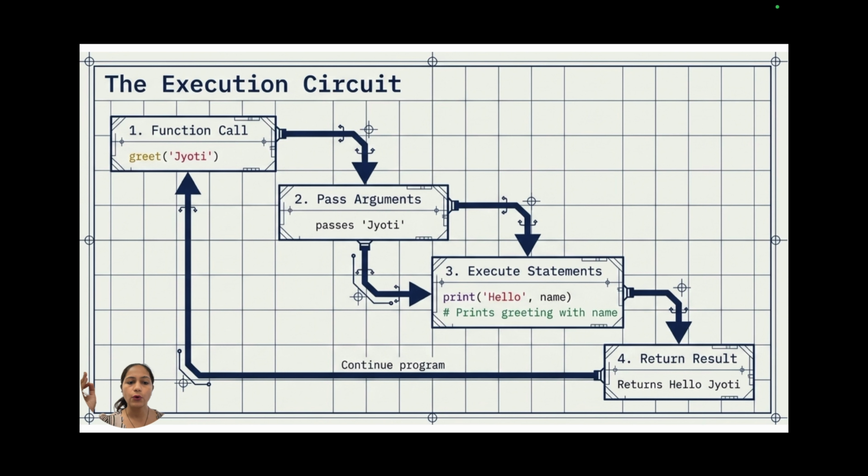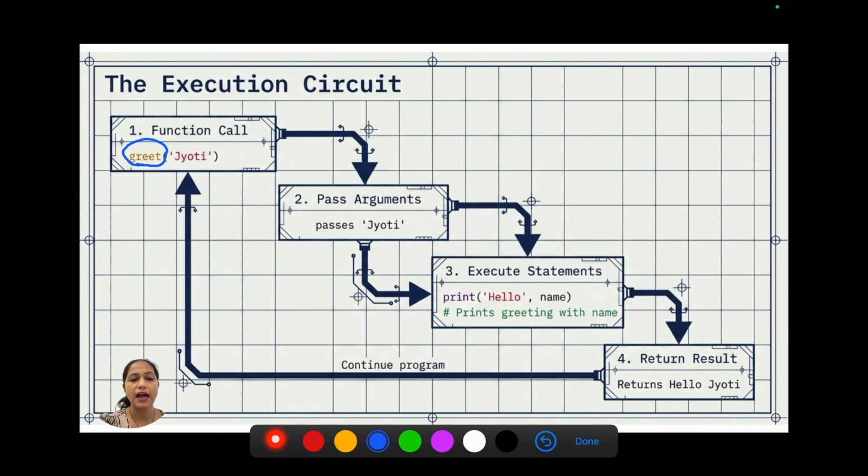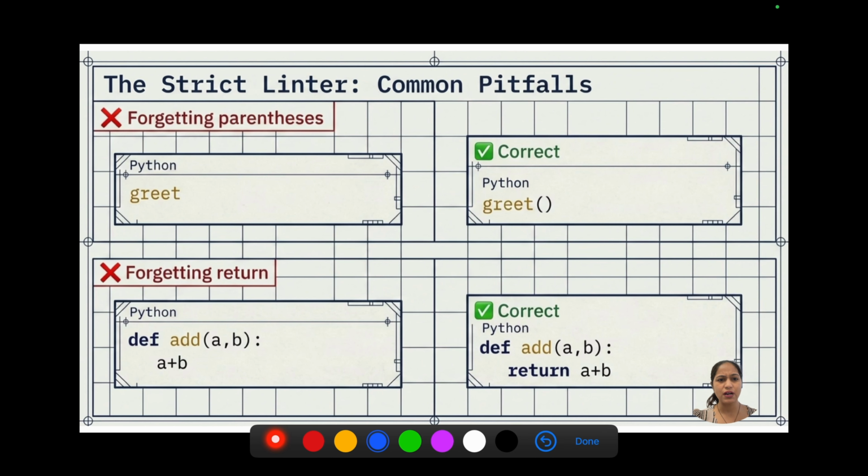Now how it got executed: we called the function. If it had taken some arguments, say Jyoti, it passes those arguments and then it executes whatever is written inside it. Okay, and then it returns the value. Let us see how it takes arguments and works with that.